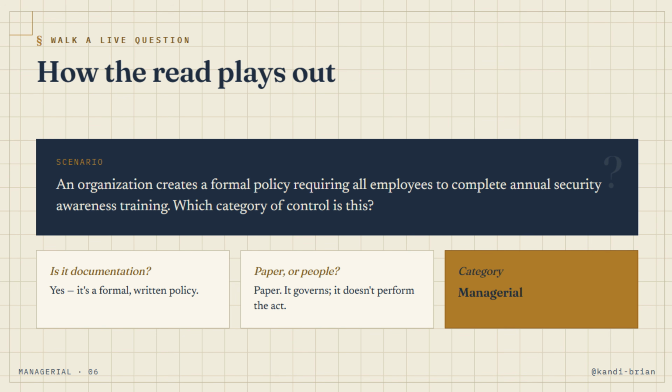Your job is to read precisely and identify which one they handed you. If it is documented governance, it is managerial. If it is people doing the work, it is operational.